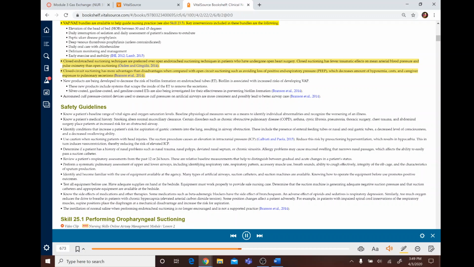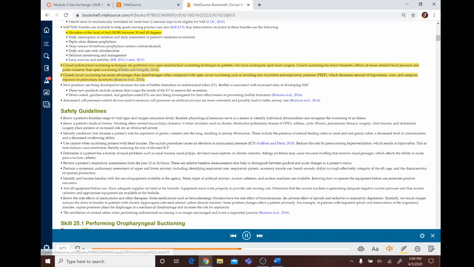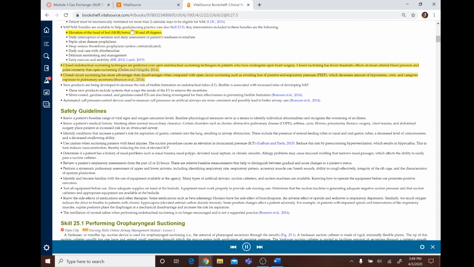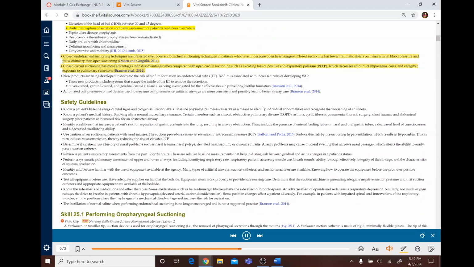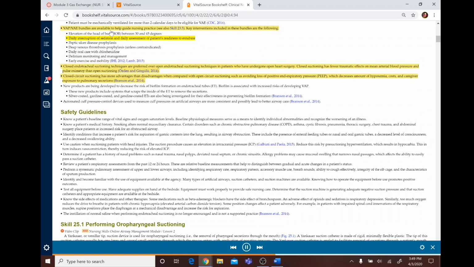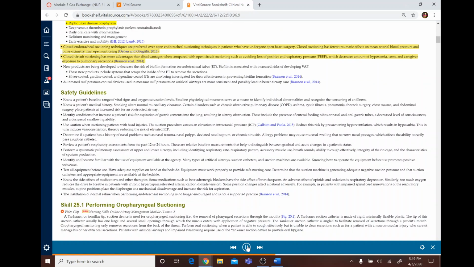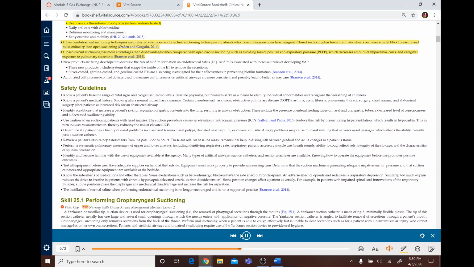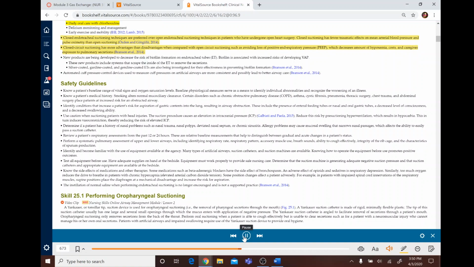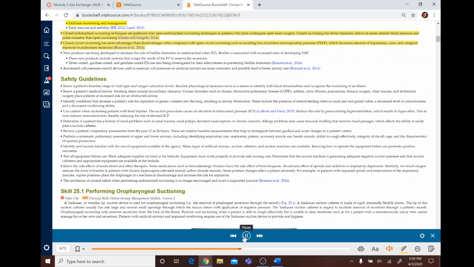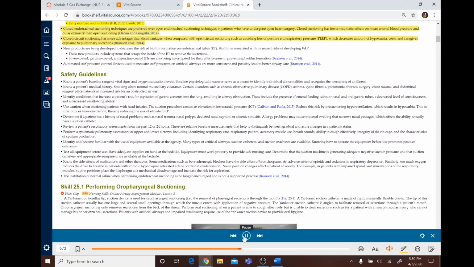VAP/VAE bundles are available to help guide nursing practice, see also Skill 23.5. Key interventions included in these bundles are the following. Elevation of the head of bed, HOB, between 30 and 45 degrees. Daily interruption of sedation and daily assessment of the patient's readiness to extubate. Peptic ulcer disease prophylaxis. Deep venous thrombosis prophylaxis, unless contraindicated. Daily oral care with chlorhexidine. Delirium monitoring and management. Early exercise and mobility, IHI, 2012, LAM, 2015.